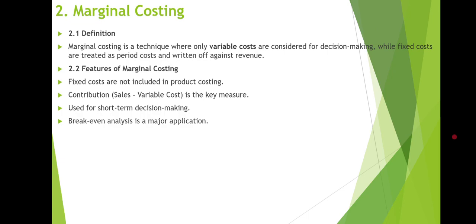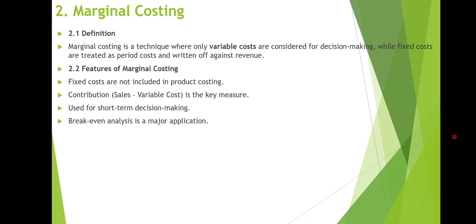so next topic we have the marginal costing. So let's understand this topic thoroughly. Basically, marginal costing is a technique where only variable costs are considered for decision making, while fixed costs are treated as period cost and written off against revenue. So these are the features of marginal costing. Fixed costs are not included in product costing, and contribution is the key measure.